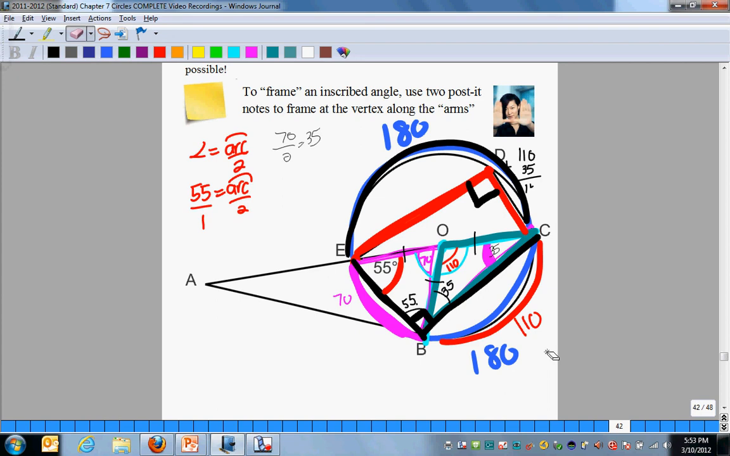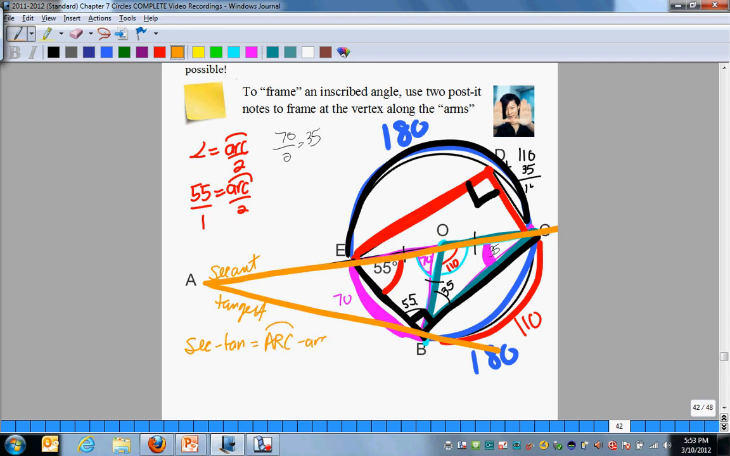See if we can find anything else here. This angle out here is made up of a secant and a tangent. Excuse me, a secant tangent. This is a secant tangent angle. And a secant tangent angle is the big arc minus the little arc over 2.